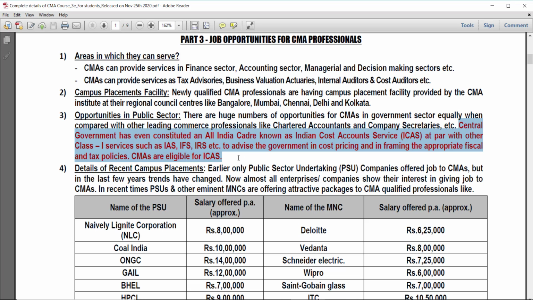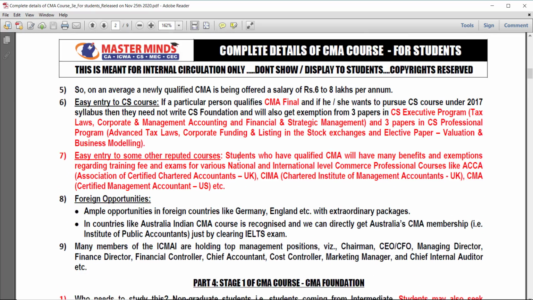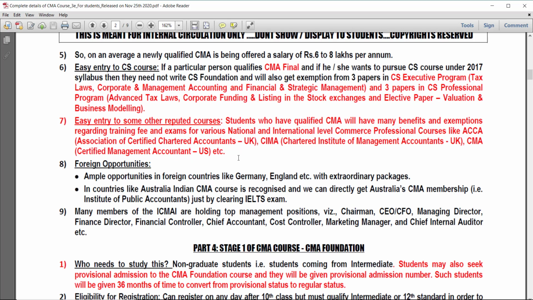So qualified CMAs are eligible for attempting ICAS, Indian Cost Accountants Service. You can even get some foreign opportunities. There are ample opportunities in foreign countries like Germany, England, and certain African countries as well, with extraordinary packages.